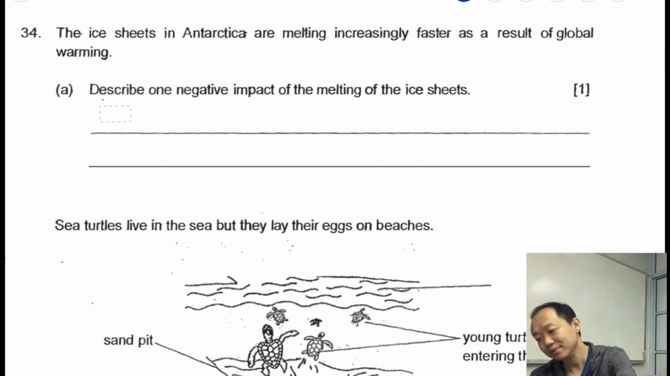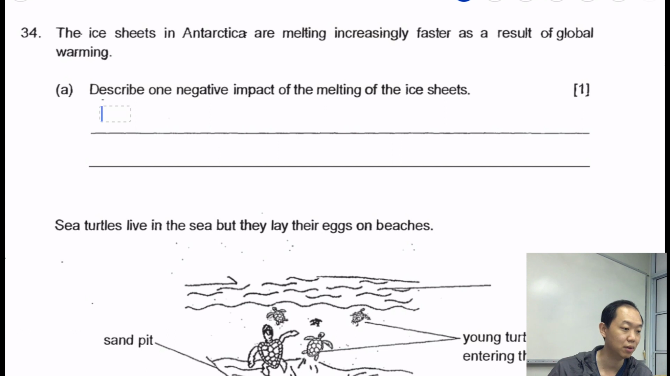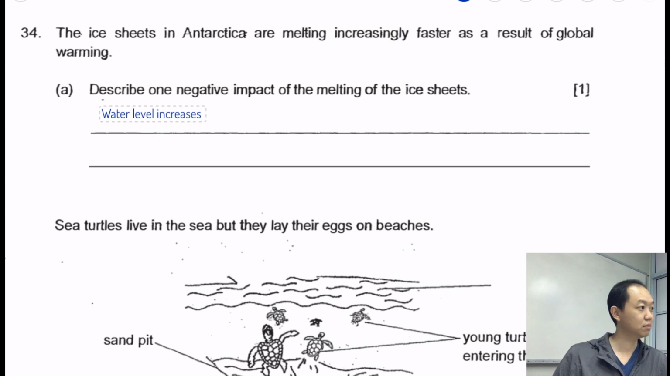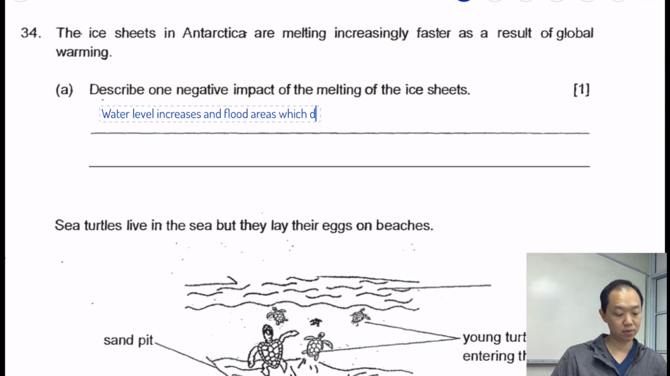Next. What's next? Okay, next one, quick one. Ice sheets in Antarctica are melting increasingly faster as a result of global warming. One negative impact. We've seen this before, right? Melting. What will happen? Water level increases, and floods areas, which destroys habitats of other organisms.